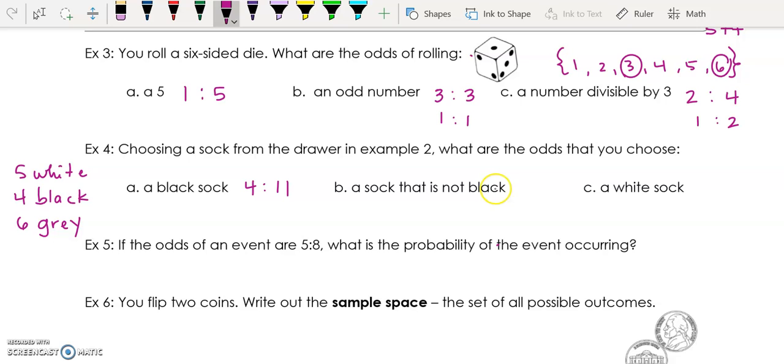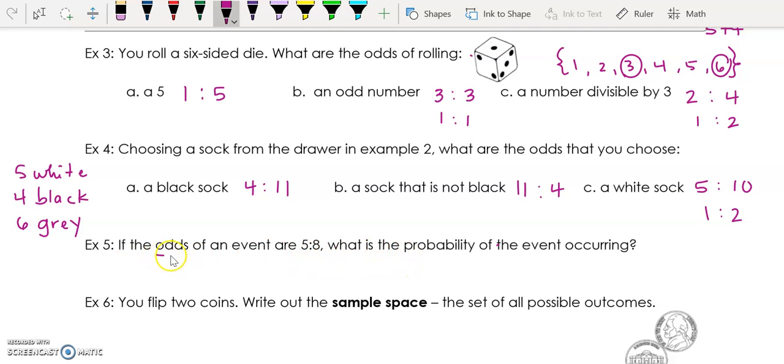The odds of choosing a sock that is not black, so we're going to find the number of socks that are not black, which is, again, 11, to the total number of black socks, which is 4. So this is just the reverse of the previous odds. And then the odds that you choose a white sock, there are 5 white socks, and there are 10 socks that are not white. And then 5 to 10, we can simplify that. It's a 1-to-2 ratio.